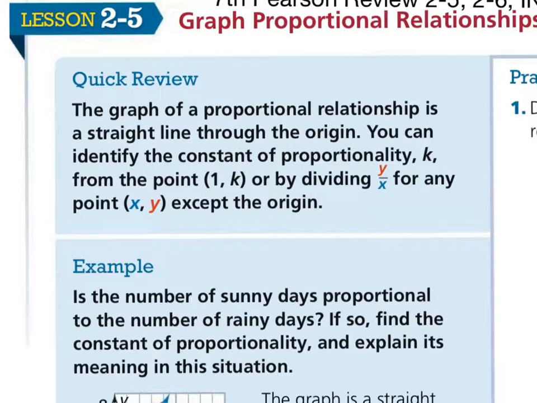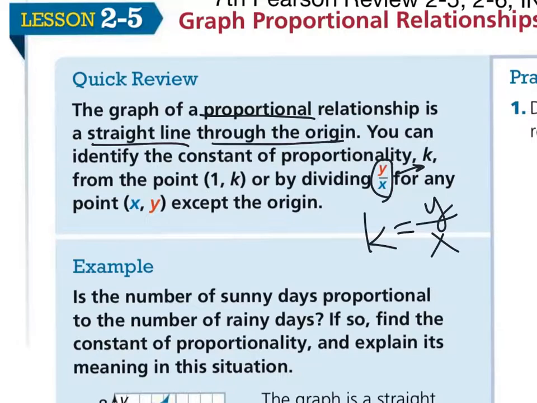So graph of a proportional relationship. If it's proportional, it's a straight line through the origin. And you can identify the constant of proportionality k from the point (1, k), or by dividing y divided by x for any point except the origin. So y divided by x, that's how we got our k values, if you remember. So k is equal to y divided by x. Or like they said, we could get them from the point (1, k).